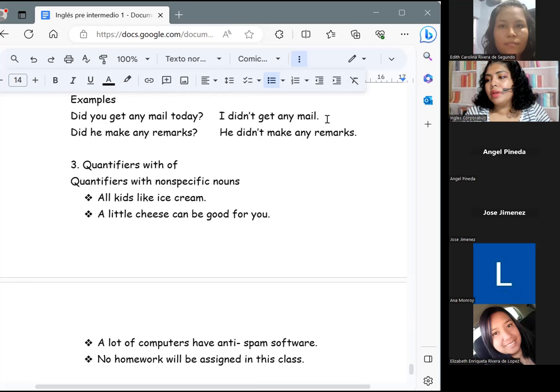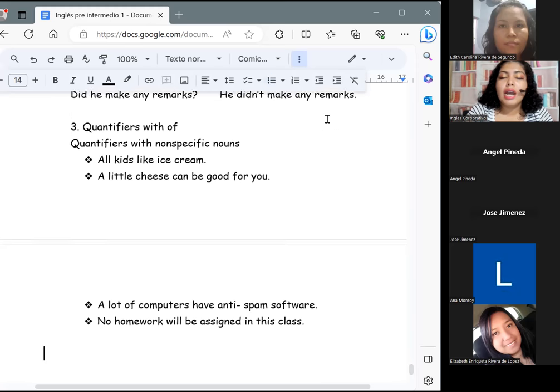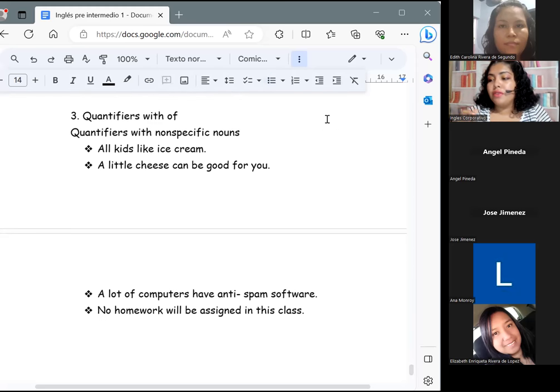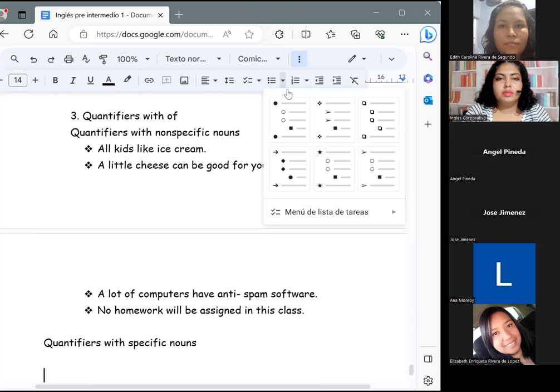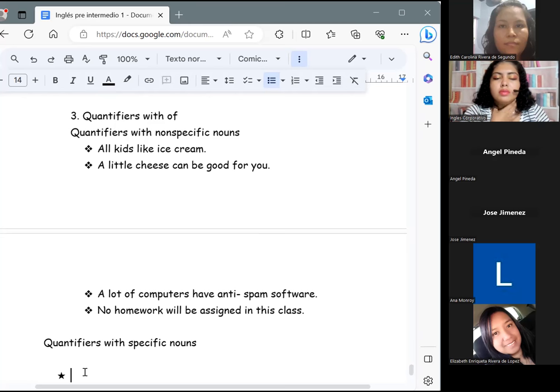Now, we are going to see some of the quantifiers with specific nouns, which are the quantifiers that use the word of. So in this case, we have all of my kids like ice cream. And we are talking about a group of kids.